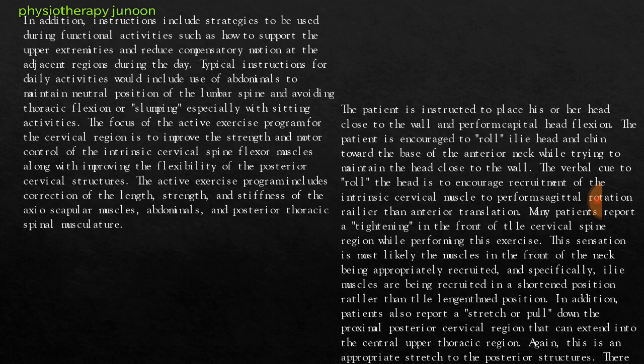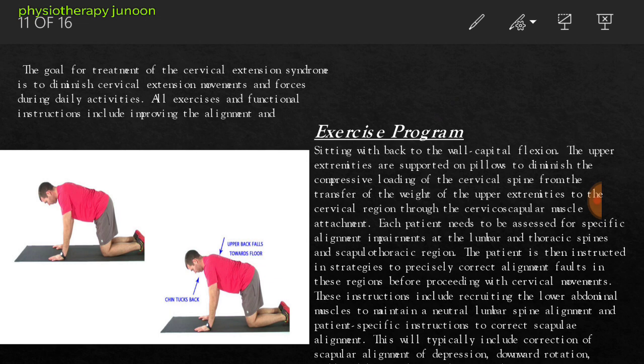The patient should feel a stretch down the central posterior cervical region and muscle recruitment of the anterior intrinsic cervical spine flexors. Then strengthening of the intrinsic cervical spine in prone position. The patient should be in prone position and do the extension movement, the prone cervical extension with emphasis on sagittal rotation. And strengthening of the deep cervical flexors, we will do this exercise in quadruped position as you see in the picture.